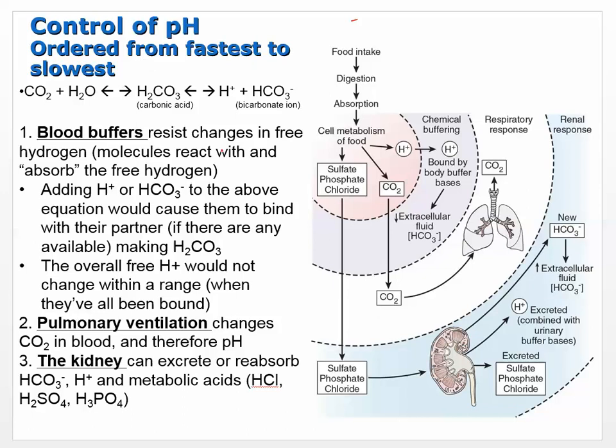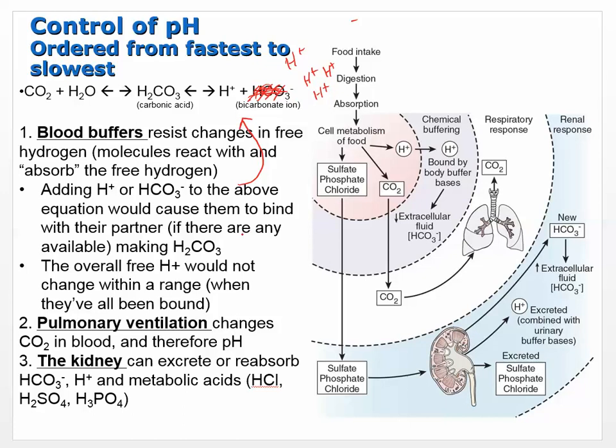So blood buffers in general, what you really need to know is they resist changes in free hydrogen. They can be any kind of molecule, and in this case your main blood buffer is bicarbonate, but they react with and absorb that free hydrogen. So adding hydrogen or bicarbonate to this equation would cause them to bind with their partner if there are any available, making carbonic acid. So the overall free hydrogen would not change within a range, but when they've all been bound and all of these bicarbonates are used up, then you've got a really big problem. Okay. All right.